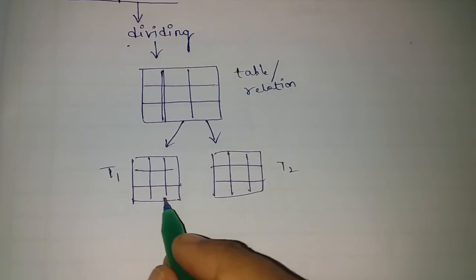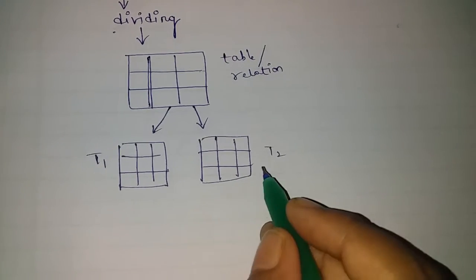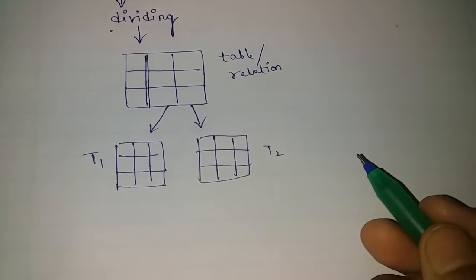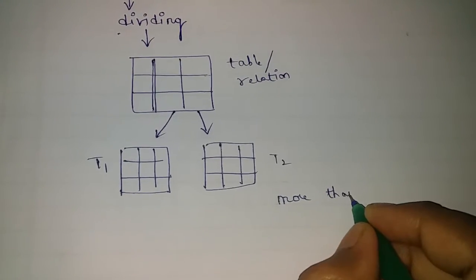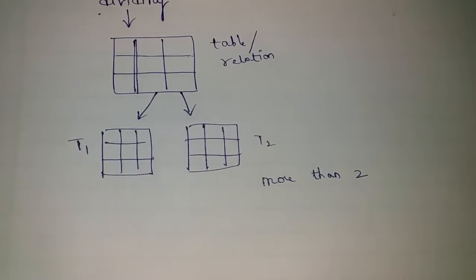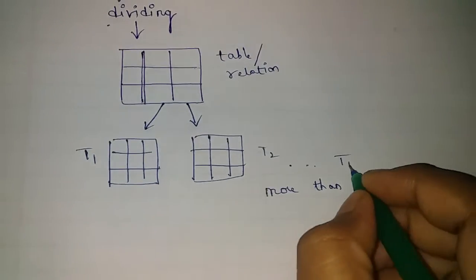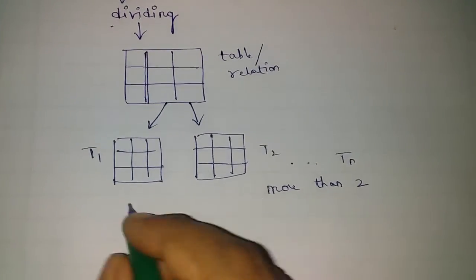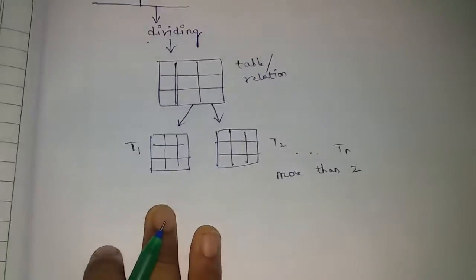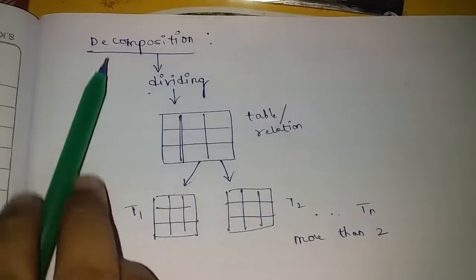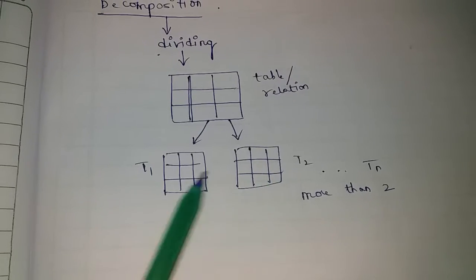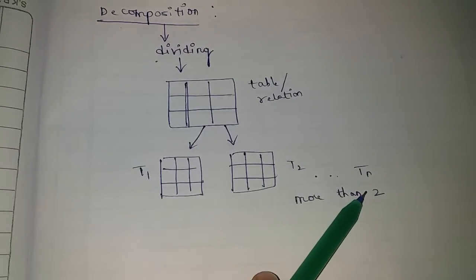Not only do we have to divide into two tables, but into more than two. We have to divide the table into more than 2, and so on up to n. In decomposition we divide the table n times.